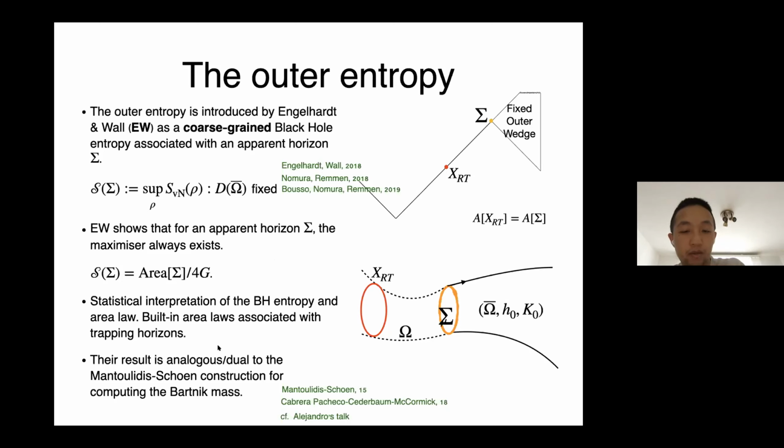I would like to draw a parallel to the well-known Mantoulidis-Schoen construction for computing the Bartnik mass. This has been studied by people and also extended to the AdS case. And Alejandro just talked about this extensively in the previous talk, so I don't have to repeat much of it. But the idea there is that you try to look for an optimal construction to minimize the ADM mass by changing the outside, whereas here you try to look for a supremum of this area by changing the inside. So they are in some sense dual to each other, and we shall see more about this in the rest of the talk.